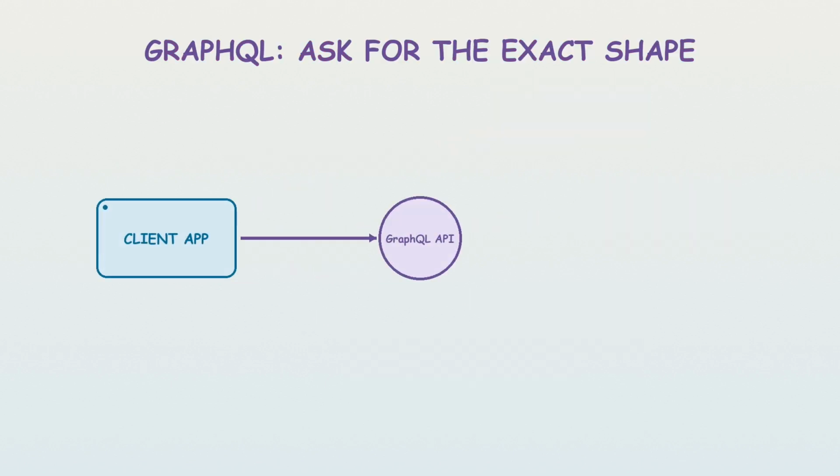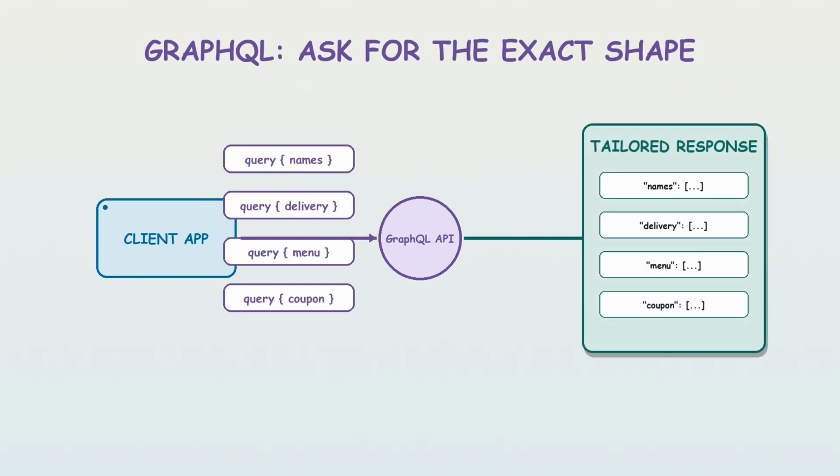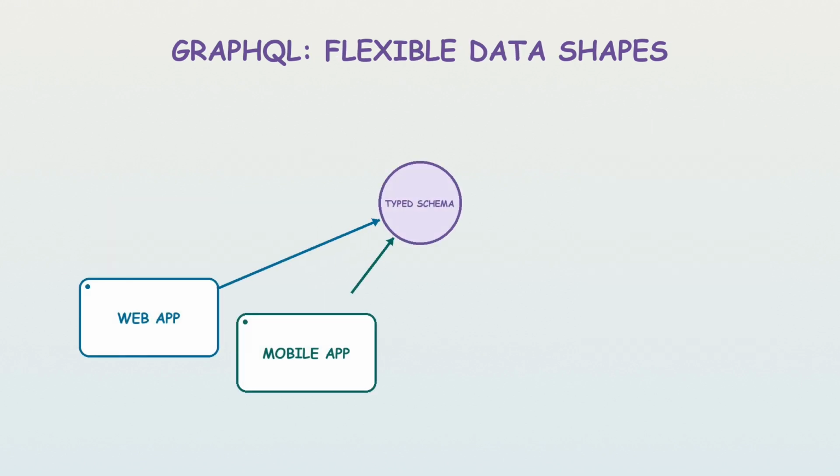With GraphQL, the client sends a query describing the exact fields it wants. A delivery app's home screen might request restaurant names, delivery estimates, featured menu items, and the customer's active coupon in one query. The response follows the same shape, so the client does not receive every available field or make several separate requests just to build one screen. GraphQL provides a typed schema that gives front-end teams flexibility when web and mobile screens need different data.